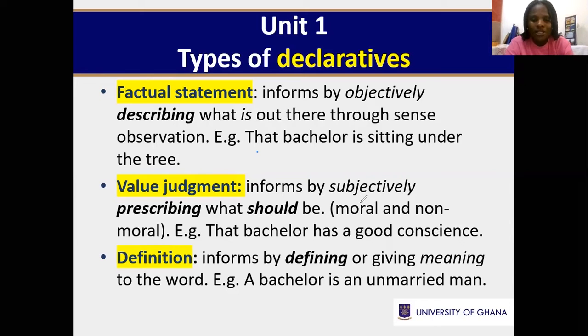Then comes the third type of declarative called definition. And that one is relatively more simple, I think, because it is just the label we give to an expression, a declarative, which aims at what? Giving you meaning, giving the meaning of a word. It actually tells you how to use the word. So for example, if I say a bachelor is an unmarried adult male, I would be giving you an example of a declarative, which is what? Which is giving you meaning.